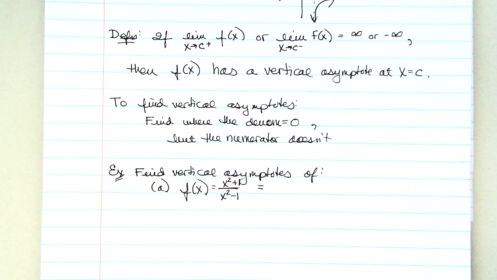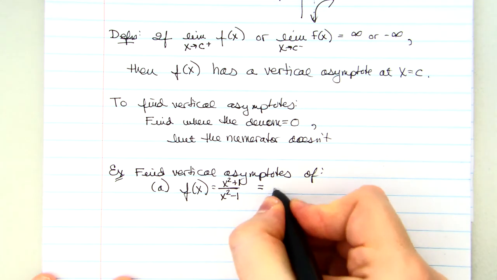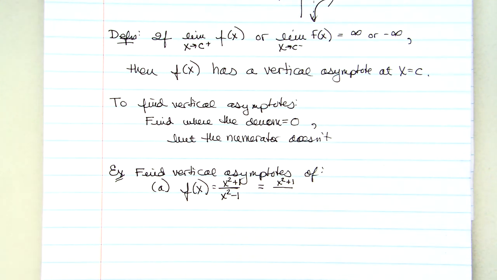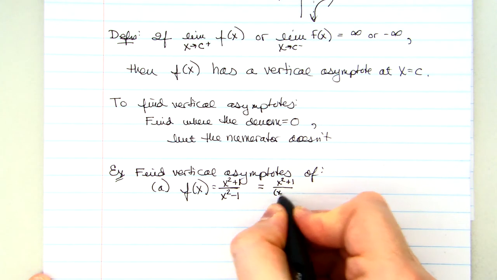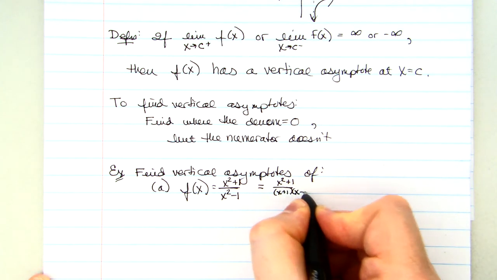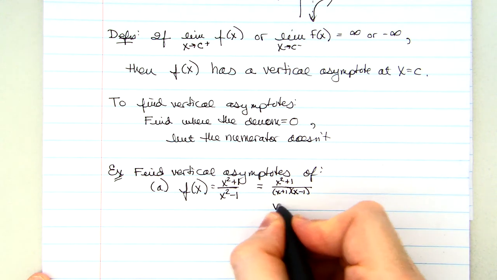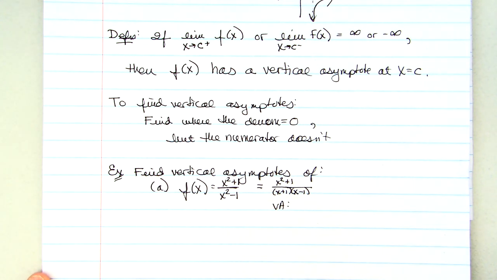So, can we factor the top? No, we're going to leave it. That's actually pretty nice that we're not going to have to deal with imaginary numbers in here. Bottom, though, you can totally factor. Bottom is x plus 1, x minus 1. What would make the denominator equal 0? Well, negative 1 and positive 1. Neither of those make the top 0.